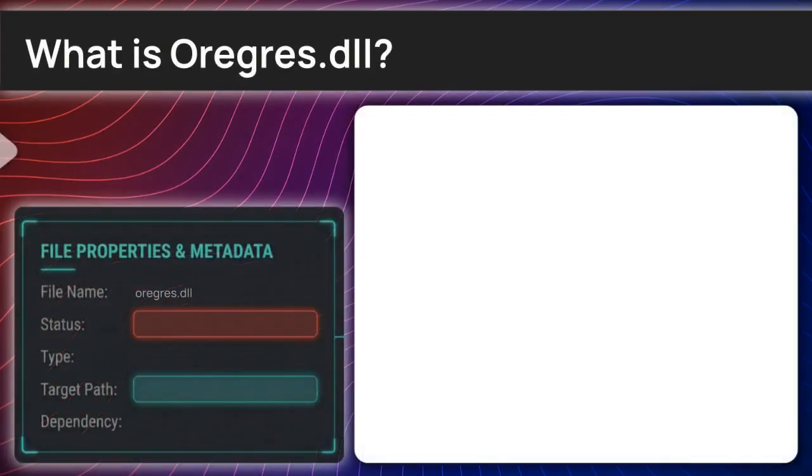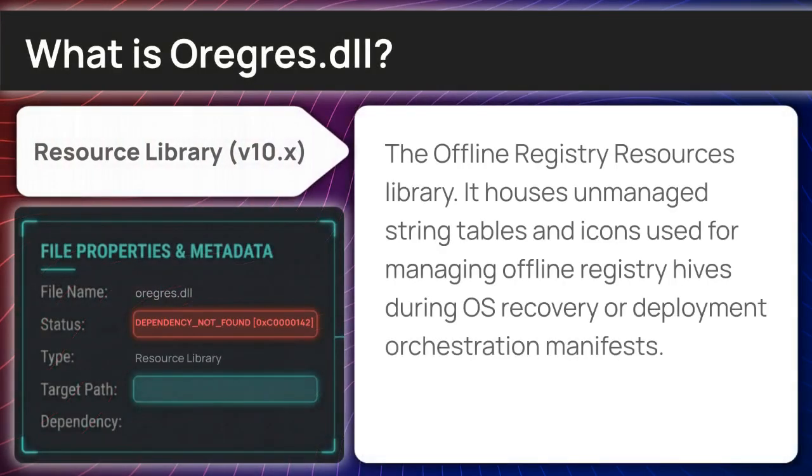This is the Oregres Library, the Offline Registry Resources Library. It houses unmanaged string tables and icons used for managing offline registry hives during OS recovery or deployment orchestration manifests. Now that you know how the file works, let's focus on the how and fix the issue.